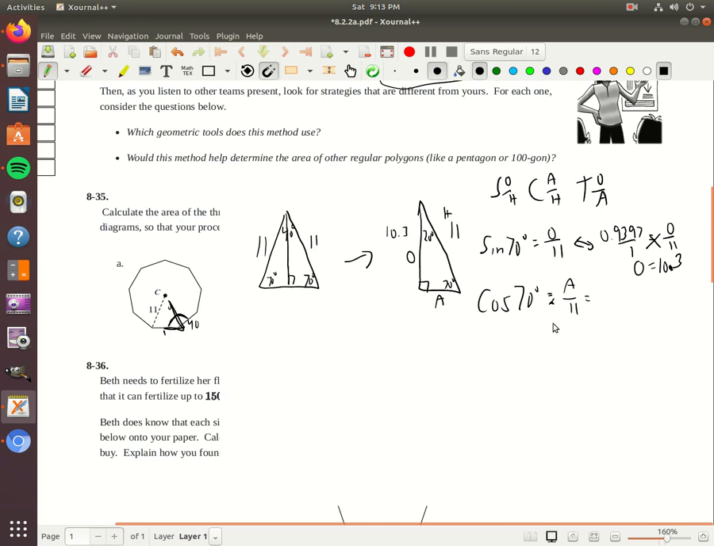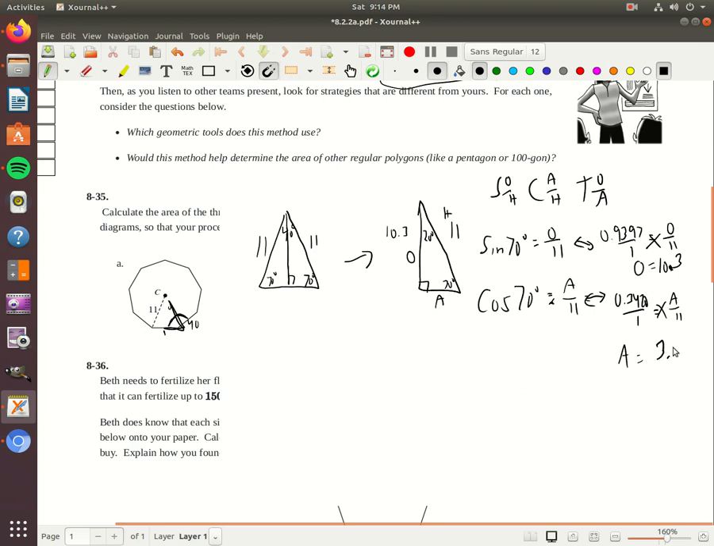Here, my adjacent, my cosine of 70, again, make sure you're in degree mode, is 0.3420 over 1 equals A over 11, so I will cross multiply. My A is going to equal 0.3420 times 11, and I get 3.8.